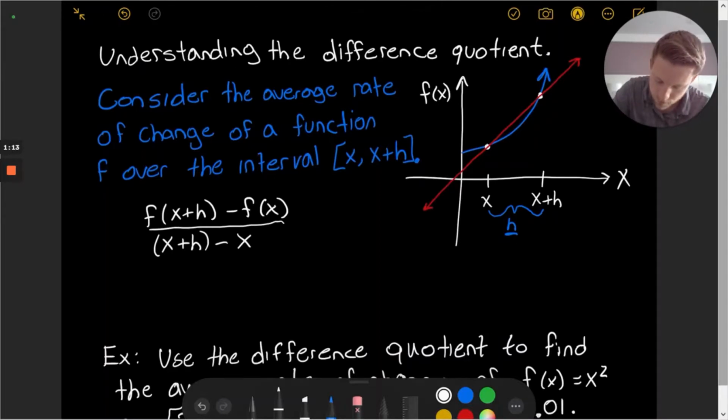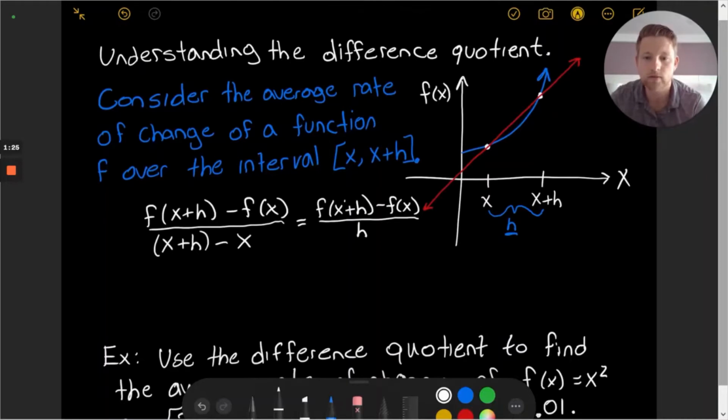So we could rewrite this as the following, with just the value of h, this small quantity larger than 0, in that denominator. And this is what we call the difference quotient. This is really important when transitioning our thoughts from average rate of change to instant rate of change, or the derivative function. So let's take a look at an example with this difference quotient for a specific function.